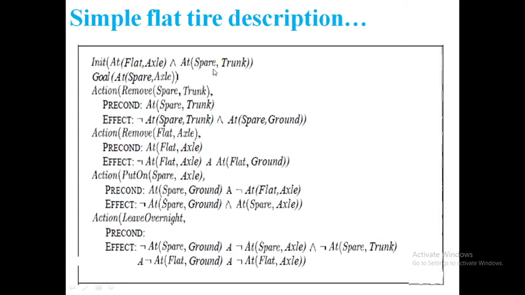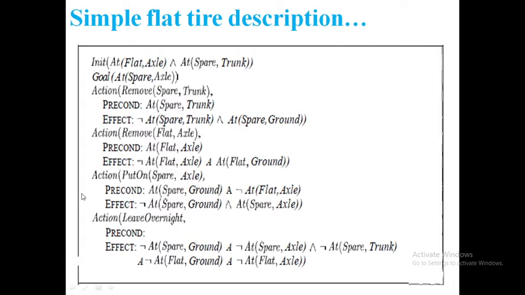Second action, after removing the spare from the trunk, we can remove the flat from the axle. We have to remove this burst or inactive tire from the axle. The precondition is that the flat tire should be at the axle; only then can we remove it. What is the effect of this? After removing it, the flat tire will no longer be on the axle, but we will place the flat on the ground, obviously.